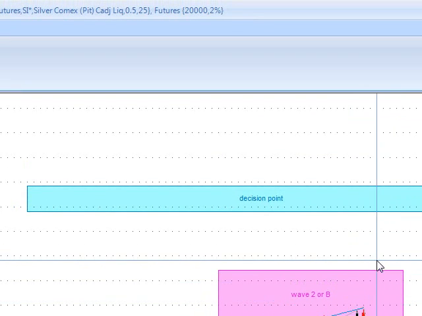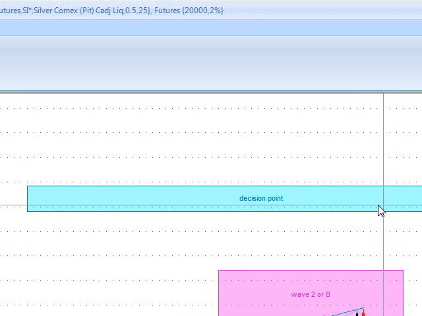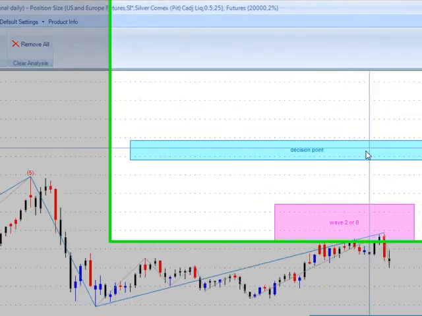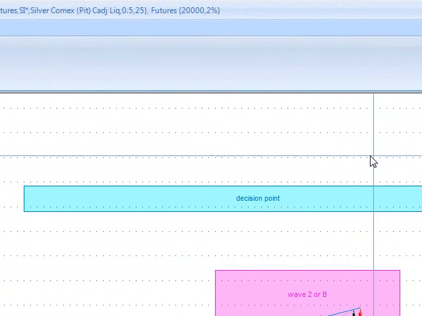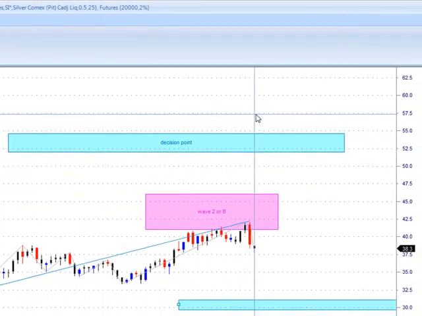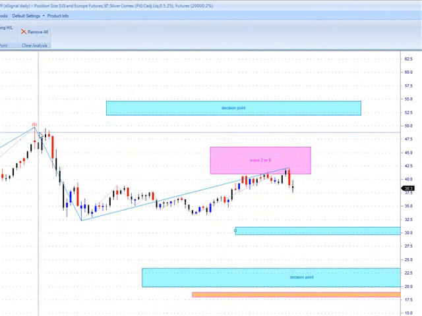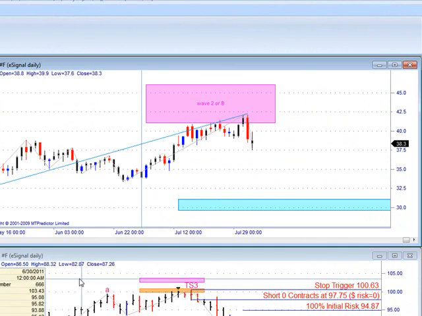Now if they can take this area out, here's your next level of resistance, which would be a new all-time high in silver, just almost about $52. And then if they take this out, we could really see some upside in the silver market. They take out that $50 area. So we'll see how this goes. Nothing goes up in a straight line. Everything will pull back at some point.